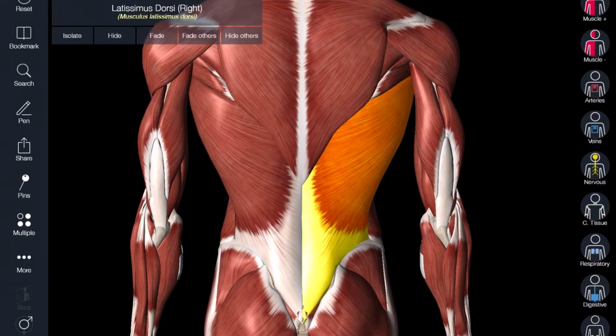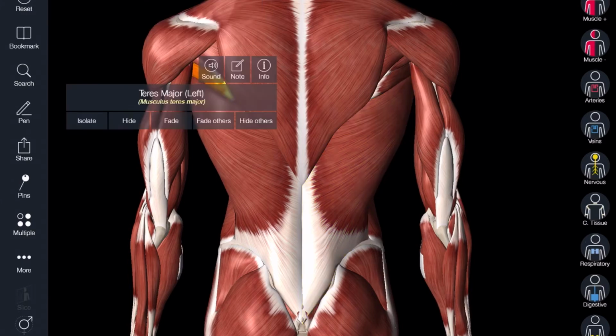Okay, the last muscle we're looking at today is teres major. Teres major is a small helper muscle to Latissimus dorsi. Teres major, let's find this guy. So let's look at it over here on this side.